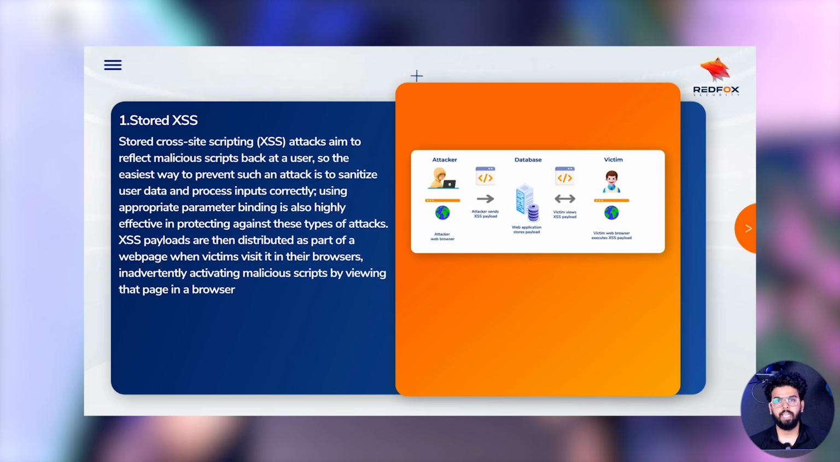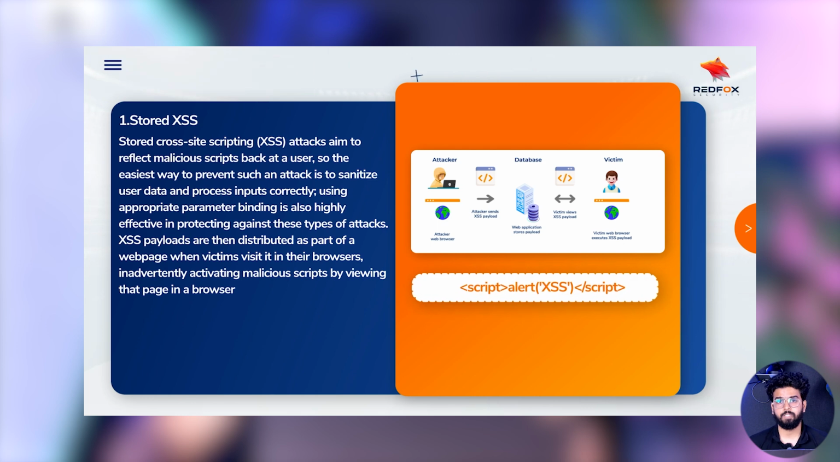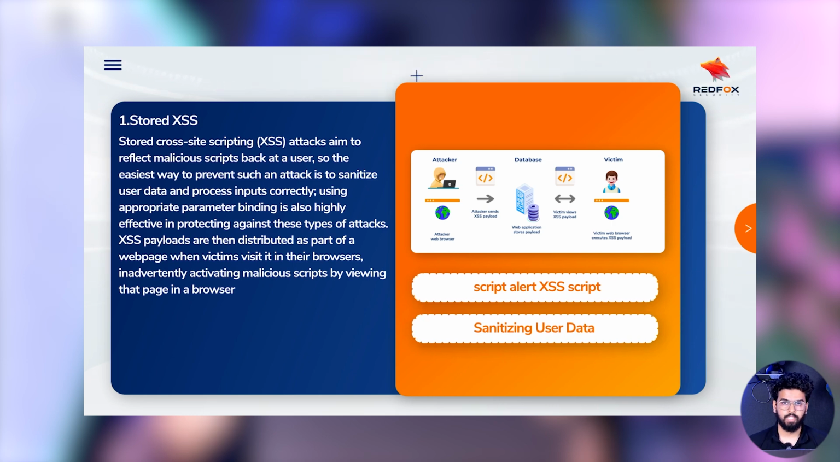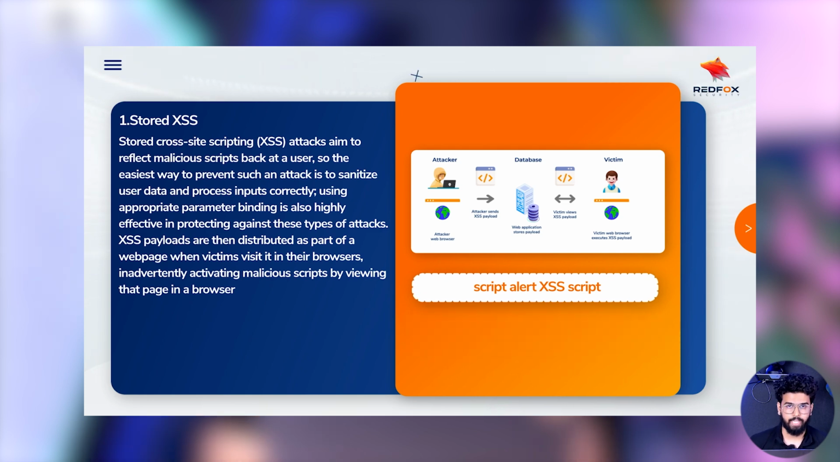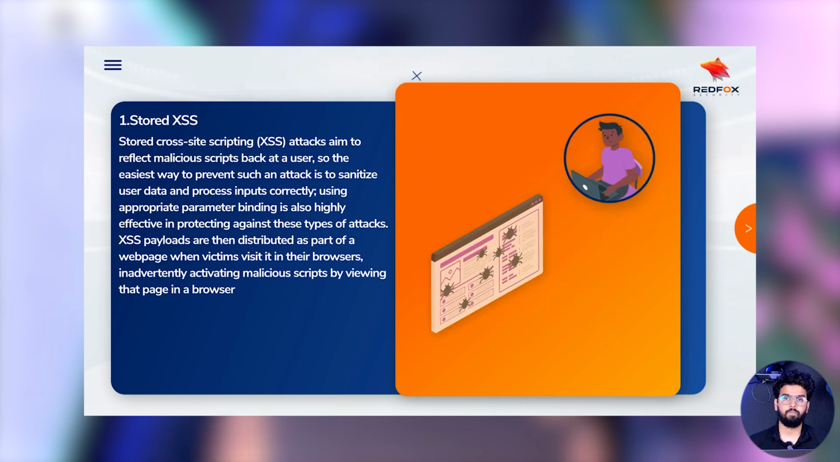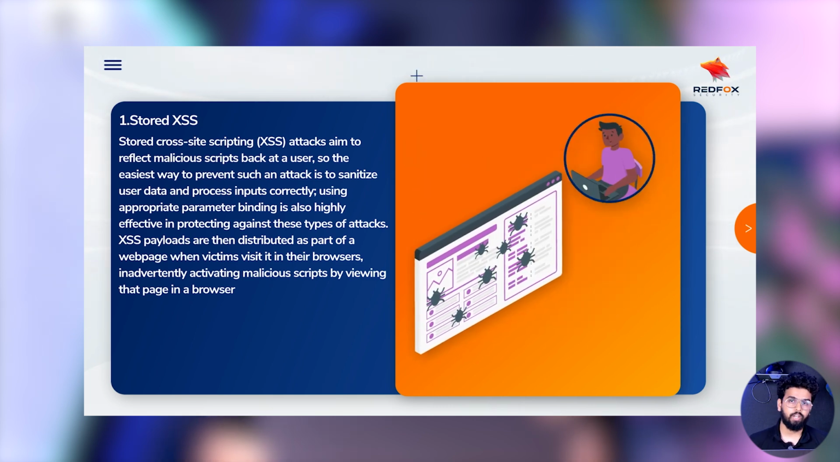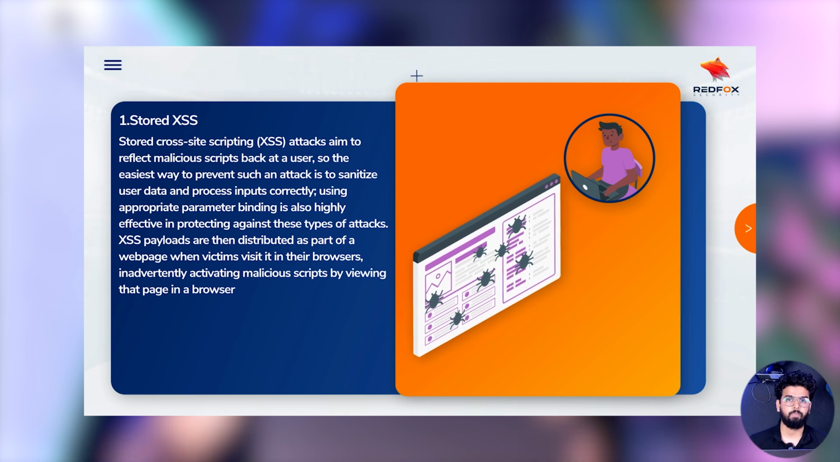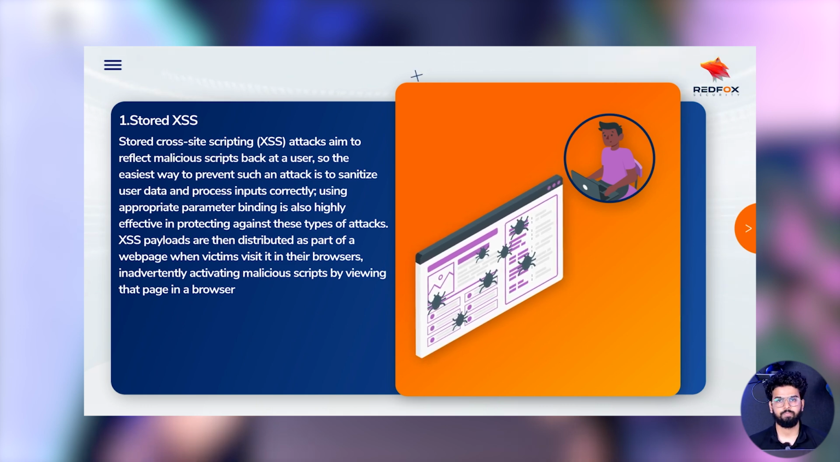Stored cross-site scripting attacks aim to reflect malicious scripts back at a user, so the easiest way to prevent such an attack is to sanitize user data and process inputs correctly. Using appropriate parameter binding is also highly effective in protecting against this type of attack. XSS payloads are then distributed as a part of the web page when a victim visits it in their browser, inadvertently activating malicious scripts by viewing that page in a browser.